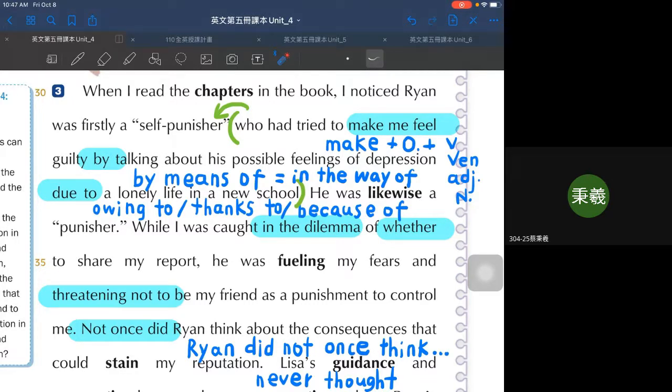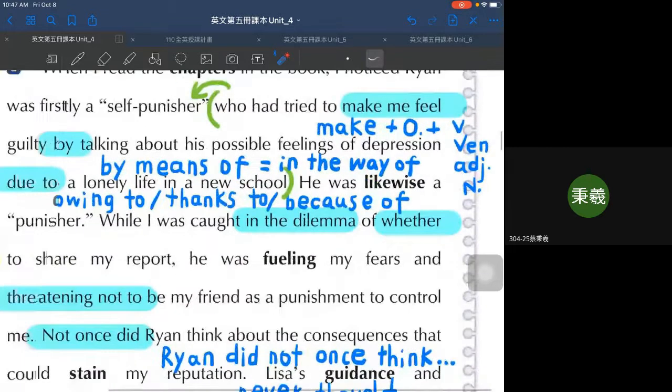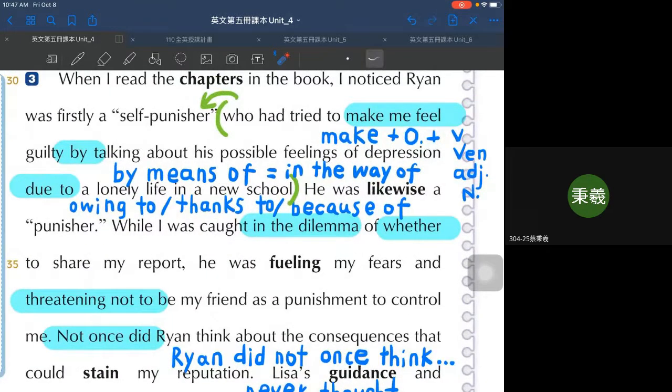So he was likewise a punisher. So when I was caught in a dilemma of whether to share my report, you can phrase it as in the dilemma of something. We know dilemma: when you see the word di, which means two, something being divided into two parts. So the dilemma here is the two choices you are going to make. The very first one, you lend him or her your report. The second one, you destroy your friendship.